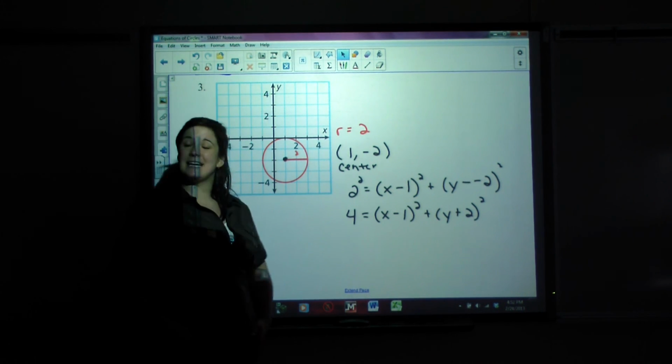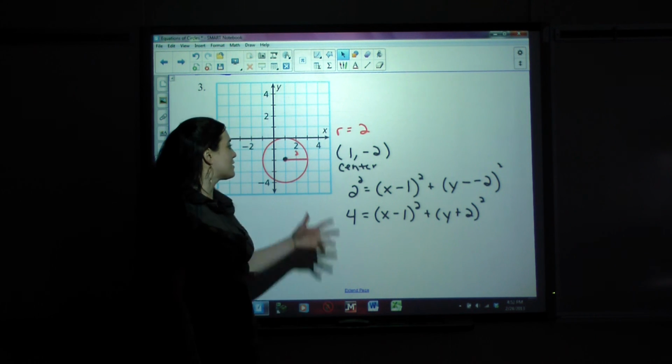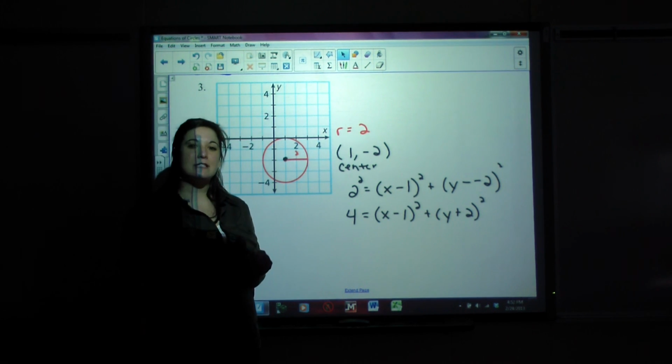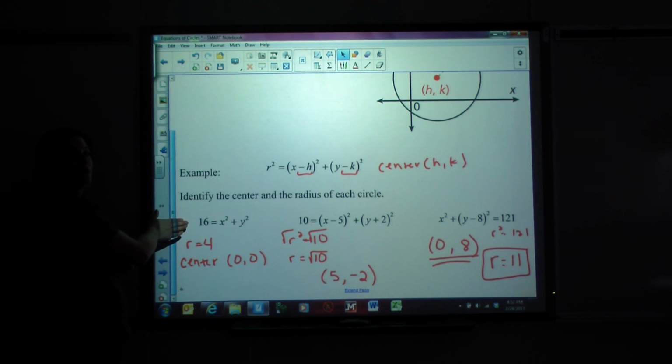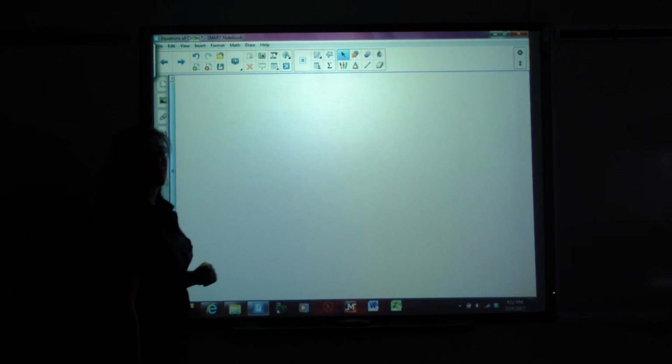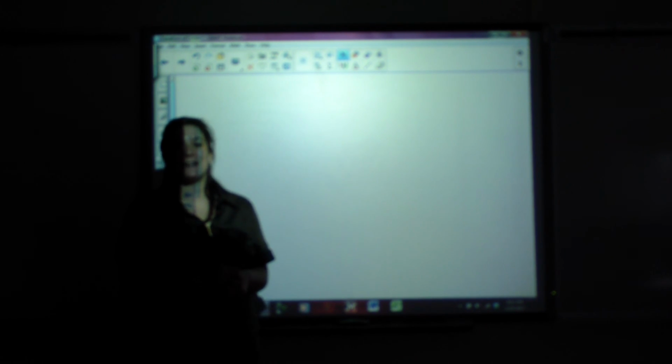And that's it. That's all you need to know. And that's how we plug numbers into our equation of a circle. That's how we get the numbers out of a picture, or how we got them out of the equation in the first place. So hopefully you'll be ready to go for your MCAs. If you have any questions on the radius of a circle, ask.